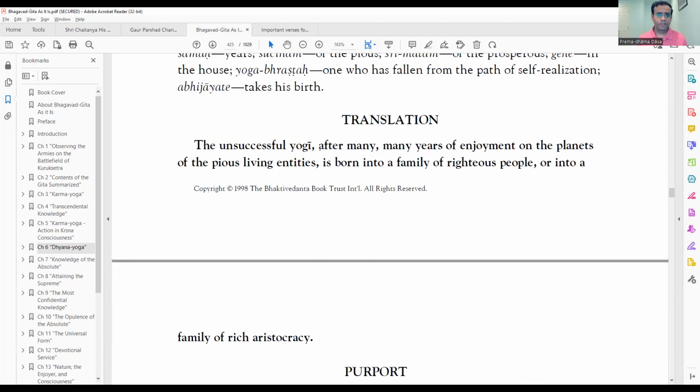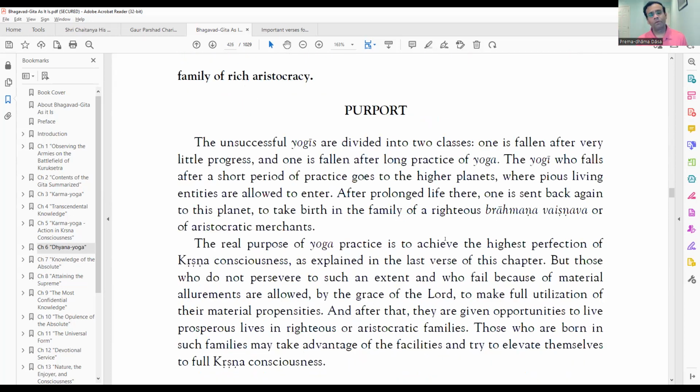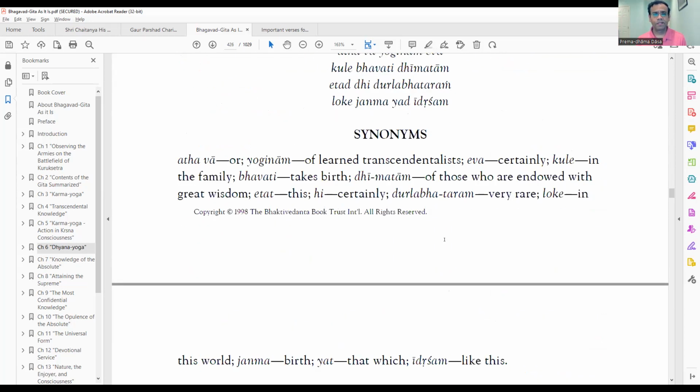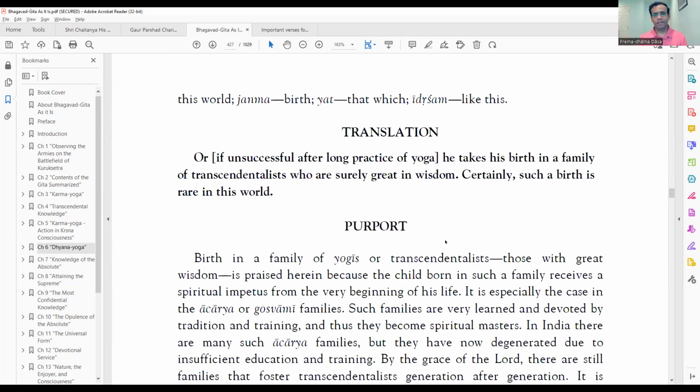If I've been an unsuccessful yogi, I'll go up to the heavenly planets, enjoy, and then I'll come back to this material world, these earthly planets, and I'll be born in a righteous family or in a very rich family, where it's very easy for me to practice bhakti. Now, whether I do it or not is a different thing, but I will be given all the conditions. Or I will take birth in a family of transcendentalists.